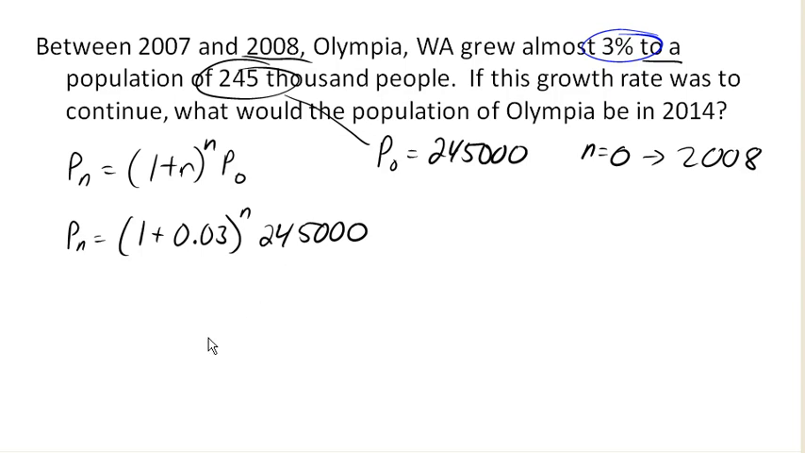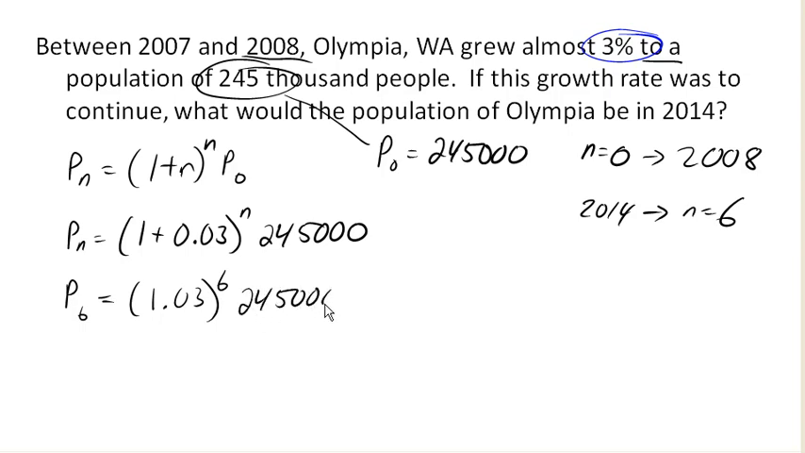Okay, so let's go ahead and calculate this out. So predicting the population now in 2014, 2014 is going to be how many years after 2008? Looks like it's going to be 6 years later, so we need to predict P_6. So making that prediction, we got 1.03, just went ahead and added those, to the sixth power times 245,000.